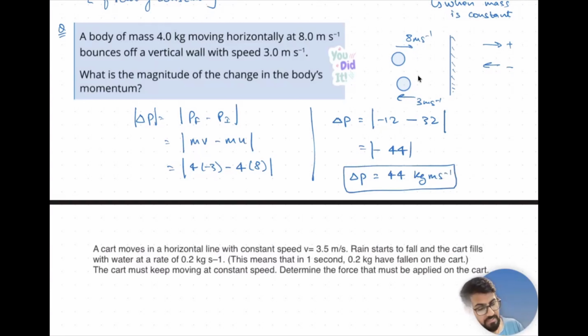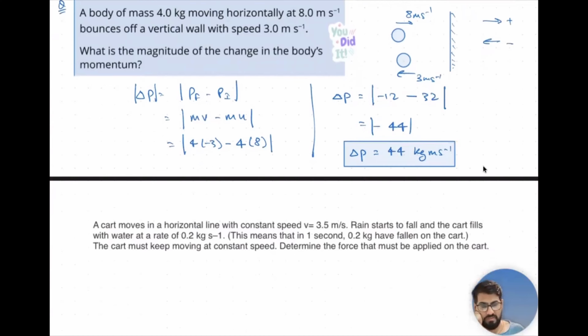And if they ask you, instead of magnitude, simply to find out the change in momentum, you will say minus 44 kg meter per second, where negative direction shows it is towards left, or you can say 44 kg meter per second towards left, because that's your final momentum direction.